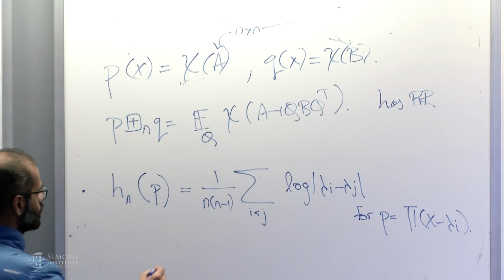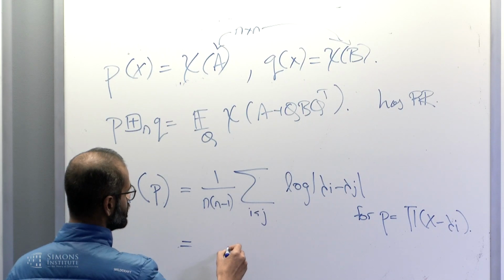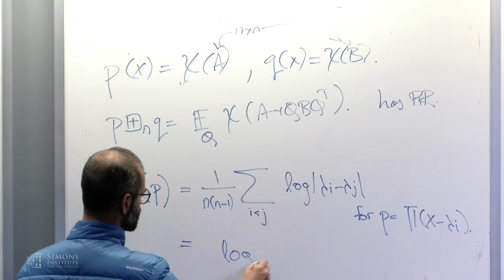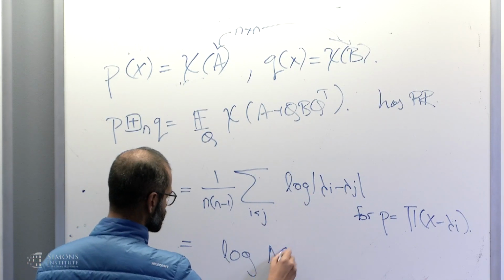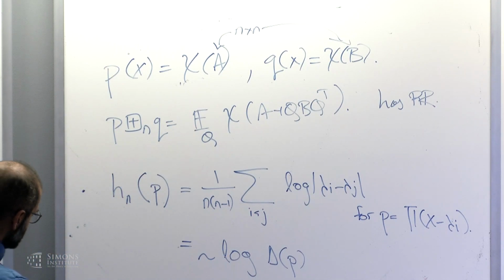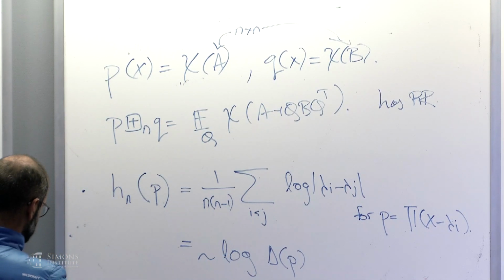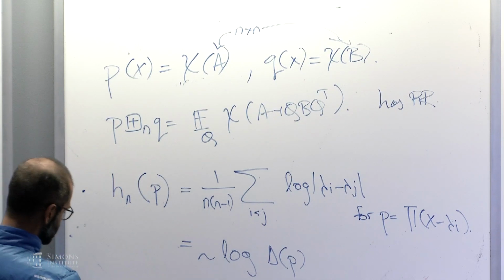And it's actually a natural quantity from an algebraic point of view. Up to this normalization factor, it's just the log of the discriminant, right? Because that's all it is. It's the log of the discriminant of p up to some normalization. And so Shlyakhtenko's conjecture is that this quantity is monotone with respect to the finite free convolution.